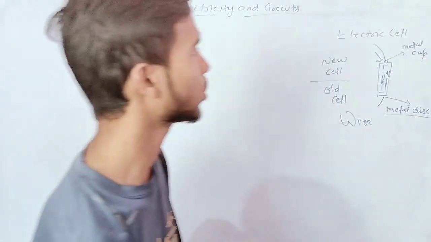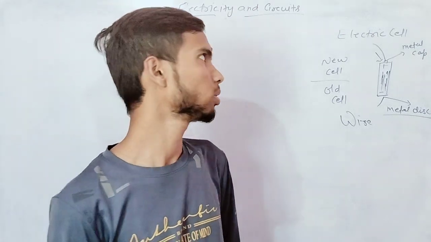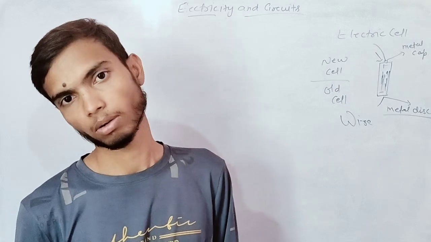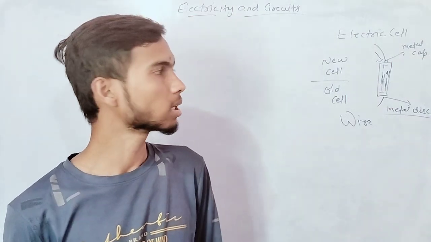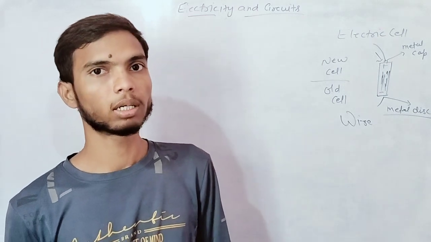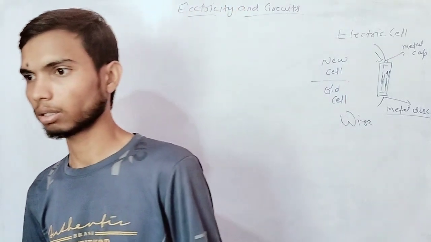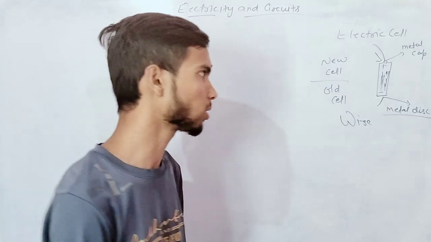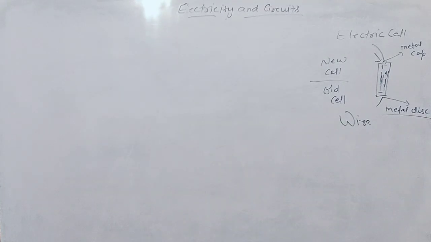So there are only two terminals, not more, not less. Only two terminals. First negative, second positive. In an electric cell, the metal cap is the positive terminal and the metal disc is the negative terminal. Inside the electric cell is found chemical storage. Okay, clear? Wire has electrons.